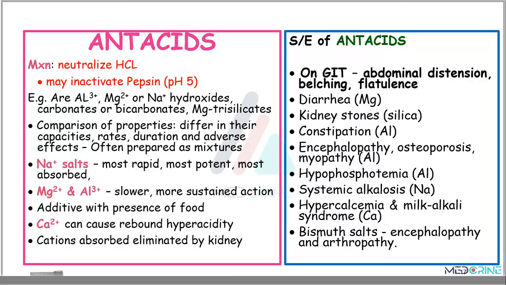So antacids can either be sodium salts, which are most rapid and most potent, therefore they are most absorbed again. We have magnesium and aluminium salts, which are slower and have more sustained action. There are also some calcium salts which cause rebound hyperacidity, and cations are absorbed and eliminated by the kidneys.